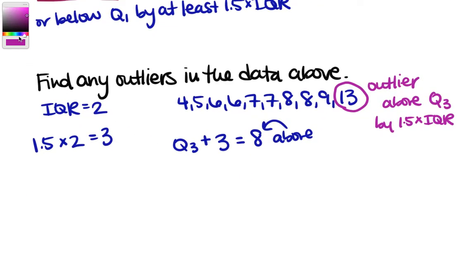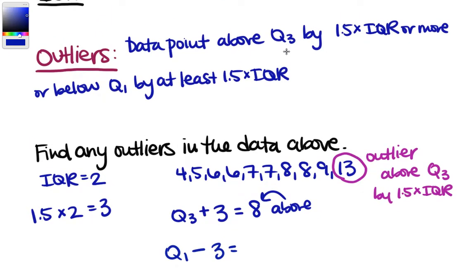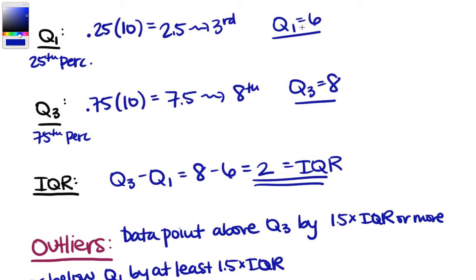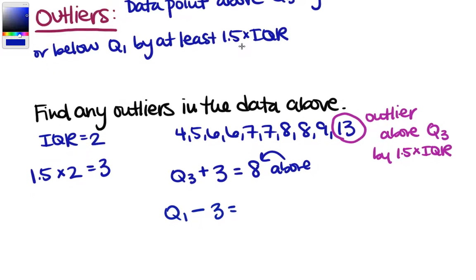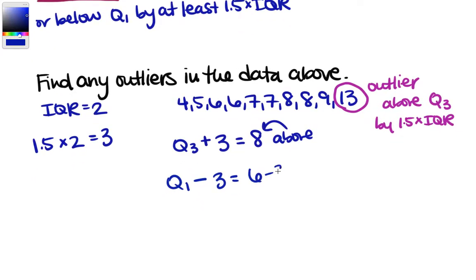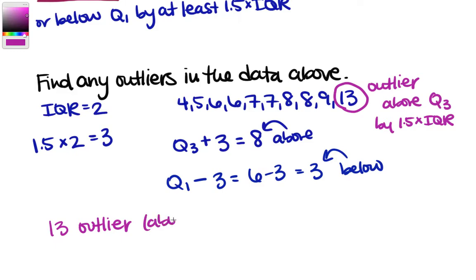And let's go ahead and do the computation for below. So we want Q1 minus that magic number of 1.5 times the IQR. And let's remind ourselves what Q1 was. It was 6. So Q1 minus 3, 6 minus 3 is 3. So did we have any data points below 3? No, we did not. So there's one outlier. 13 is an outlier above, and we had no outliers below.